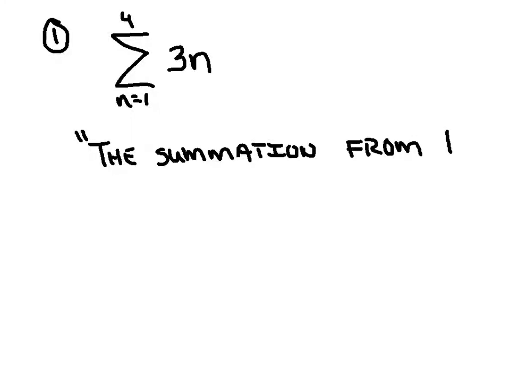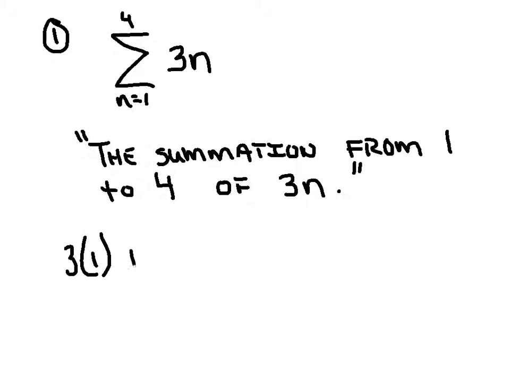From 1 to 4 of the quantity 3n. Okay, that's how we're going to pronounce this when we work in our groups, just so we're all reading it the same way, pronouncing it the same way. Basically, what we're going to do is substitute a 1 in for the n. Okay, and then we're going to work our way up in increments of 1.